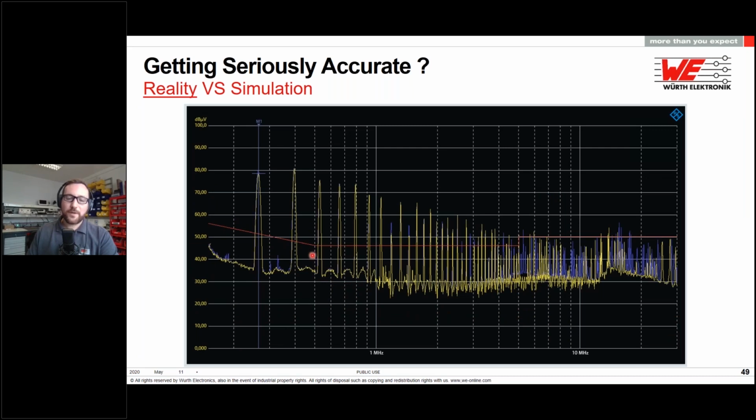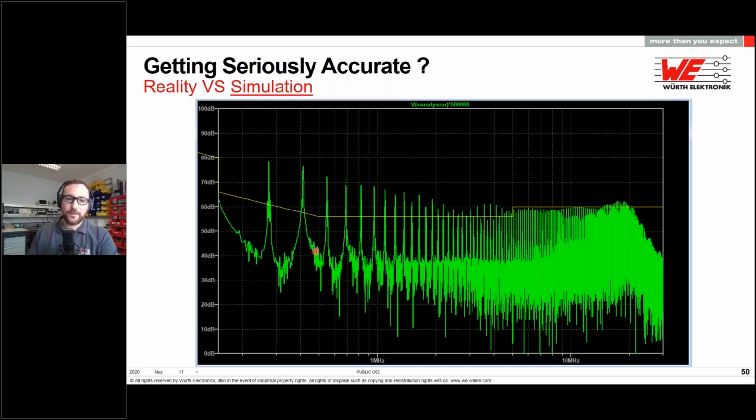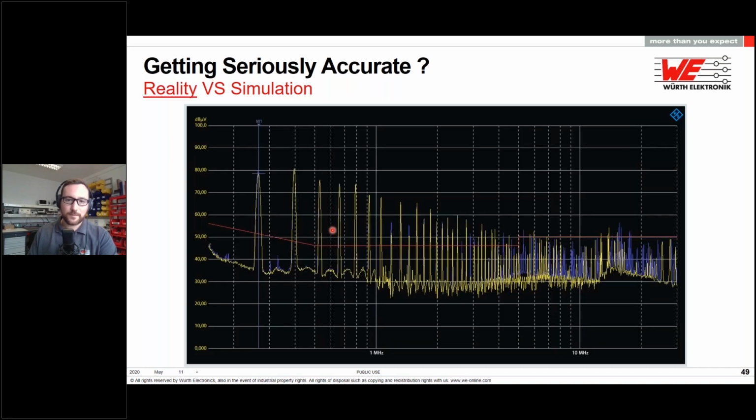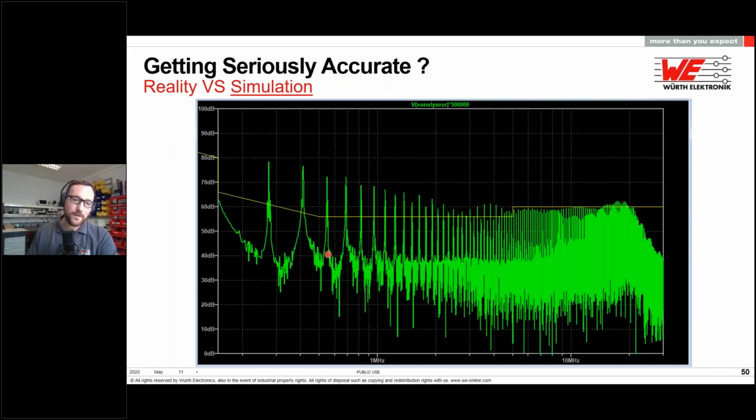So now let's try to do the simulation again, but this time with both differential and common mode contribution. So here it is. There should be an animation starting. So this is the reality, and this is now the simulation. So this simulation now has the contribution of the common mode, which is rising over the high frequency.